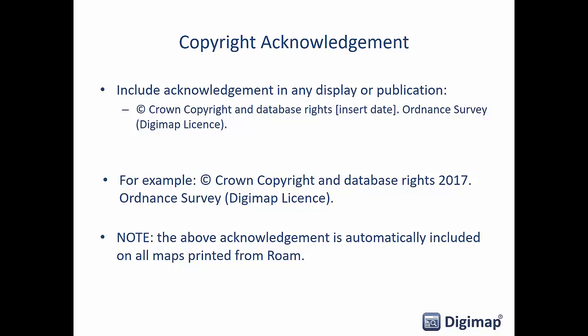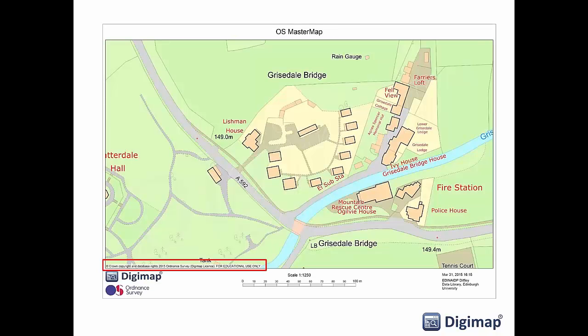You'll also spot it on the Roam maps in the interface as well. So we do try to make it easy for people to tick that box under their obligations. Here's an example of it here. You can see in the red box at the bottom of the map, there is the copyright statement there.